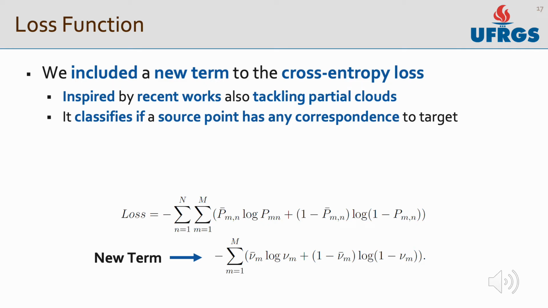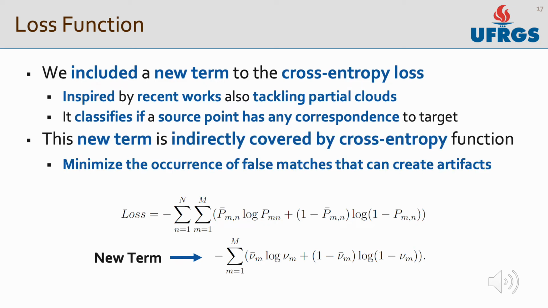Our loss function expands the cross-entropy adopted by RGM by including a new term. This is inspired by loss functions proposed by CorrFlow and rigid registration approaches. The new term evaluates if a source point has any match in the target, and the main objective is to reduce false positive correspondences. Even though this is indirectly covered by comparing all correspondence matrix, this proved itself beneficial. False positives can deform a whole neighborhood given the motion coherence concept, which can damage the entire registration.